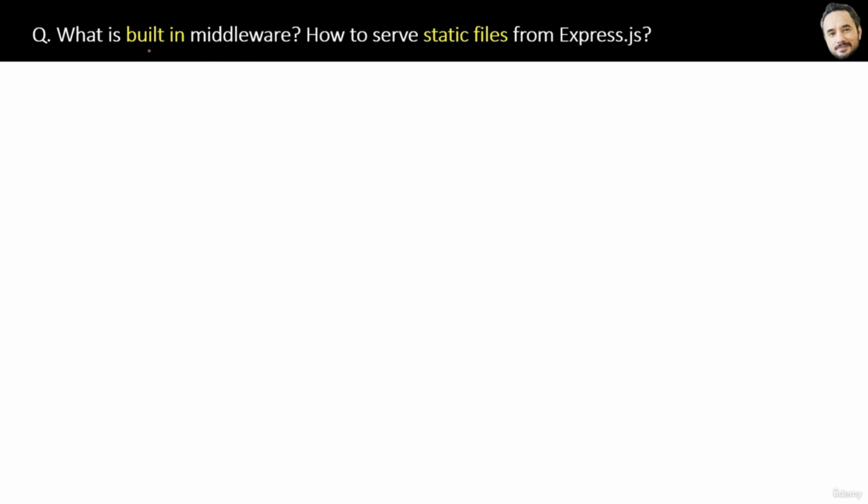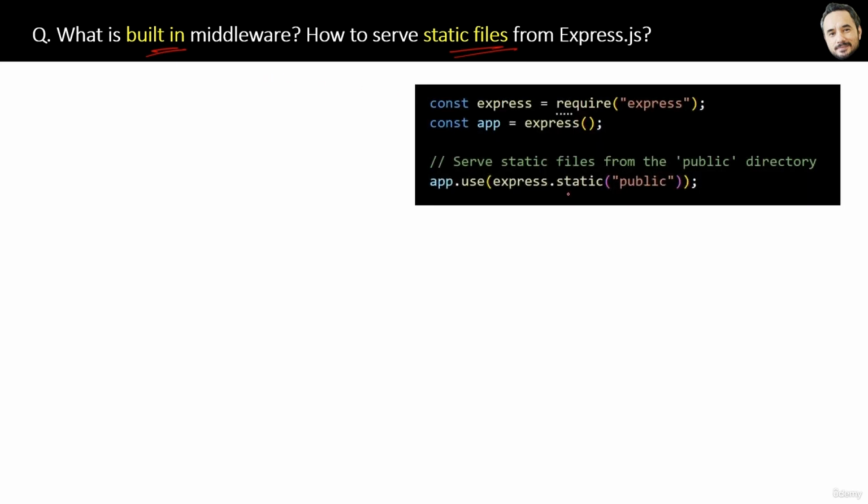What is built-in middleware? How to serve static files from the Express.js? So yes, sometimes we have to serve static files like images directly from our Express application, right? And for that the answer is simple. Like this code, we can call the static function of the Express framework inside the app.use method. Now you already know we call middleware inside this app.use method, right?